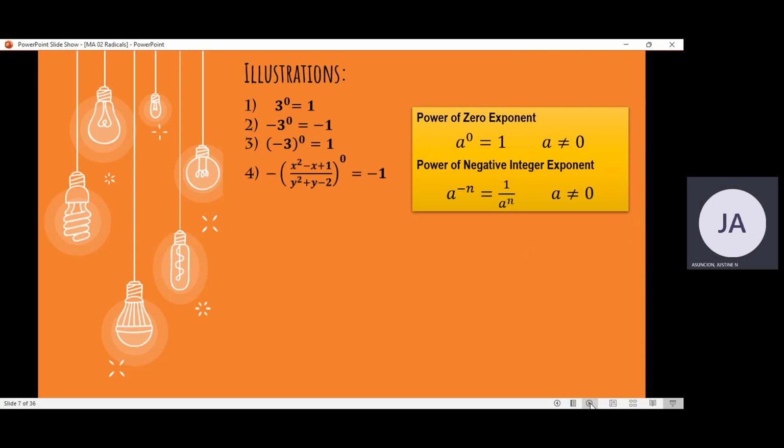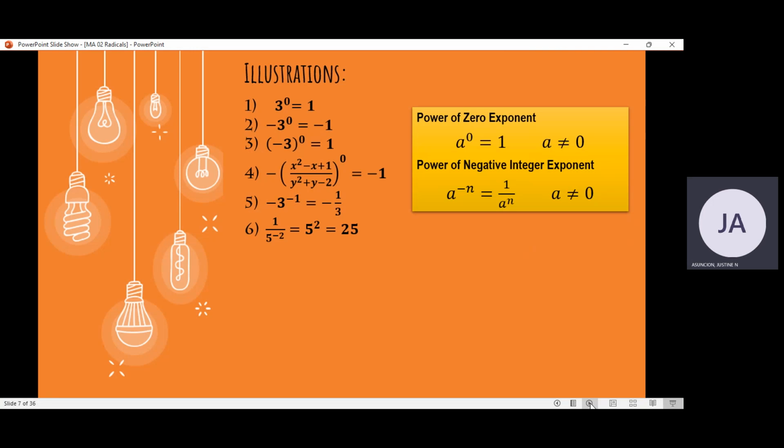And then another example, we have here the rational expression, negative quantity x squared minus x plus 1 over y squared plus y minus 2 raised to 0. So as you can see here, as we simplify, it's simply 1, and then times the negative 1, so we have here negative 1. Then another one, quantity negative 3 raised to negative 1. So that's negative 1/3.